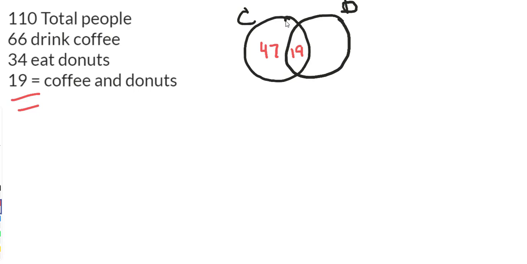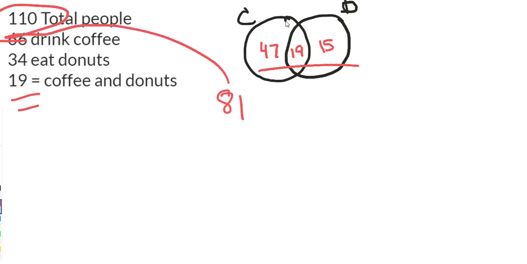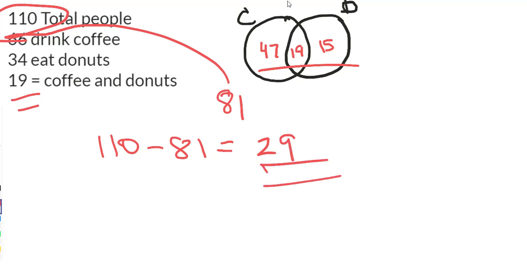And then if I want to know how many only eat donuts, well, 34, but 19 have been taken out from the intersection. So 34 minus the 19 would give me 15. Now, if you take these three values and you add them all up, you get 81. And you should be skeptical because we were given this. So if I take 110 minus 81, that gives me 29. Well, what's that number? Well, then that would be the people that don't drink coffee or eat donuts.